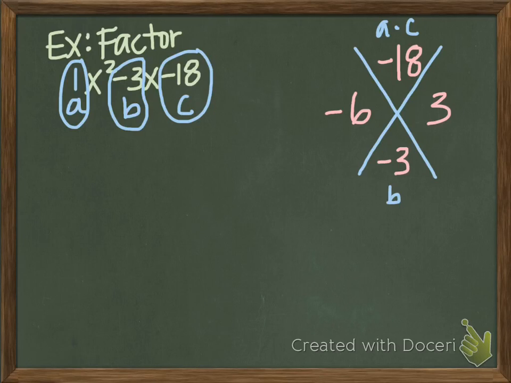Step 5, I'm going to divide both of these numbers by a. Well, my a is 1. Dividing by 1 isn't going to change the numbers at all, so I don't have to do that step if my a is 1. So I'm going to skip that step.